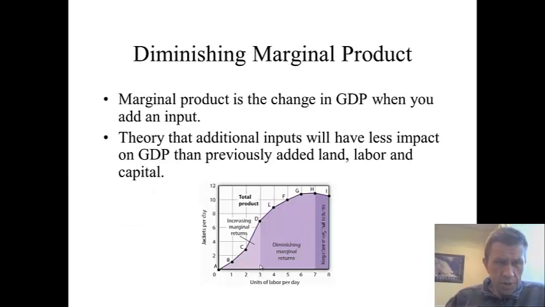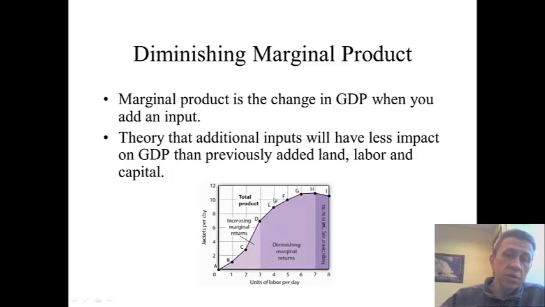So the marginal product. We've talked about the change in output relative to input if you've had microeconomics. Marginal product, when referring to the Solow Growth Model or macroeconomics, is just the change in gross domestic product when you add an input. You add one more productive worker, how much will your output increase? The idea of diminishing marginal product is that additional inputs will have less impact on gross domestic product than the previously added inputs. The first amounts of land, labor, and capital will be most important. As you add subsequent amounts, you see diminishing returns.